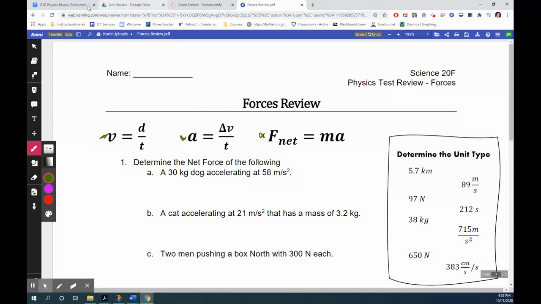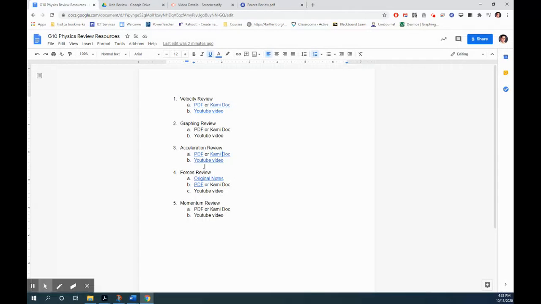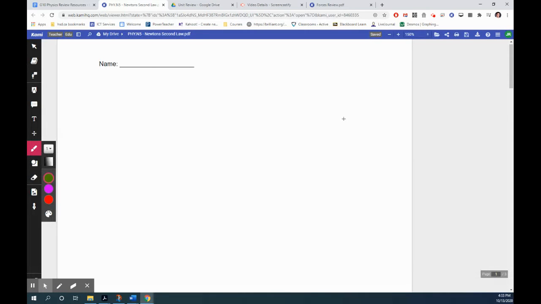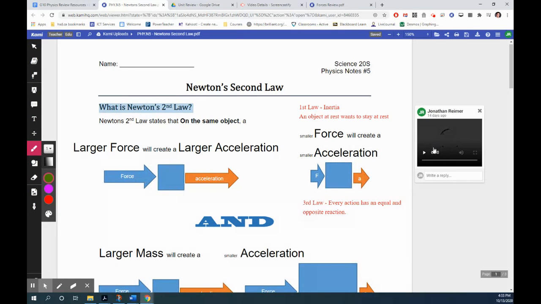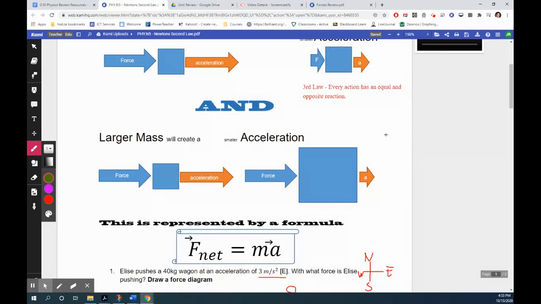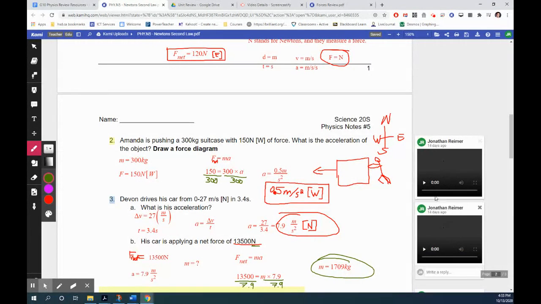Just so you know, on our review resources, I also put the original notes because I do think they're very helpful. If you have not looked through these, these are on Kami. I really encourage you, if you're struggling with forces, to re-go through these notes. There's a lot of good examples in here. Videos are just to the right all the time. As you go down, each page has a few videos on the right, and they go through how to do questions like this.